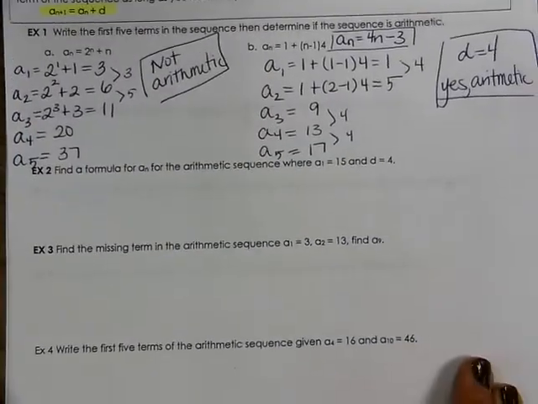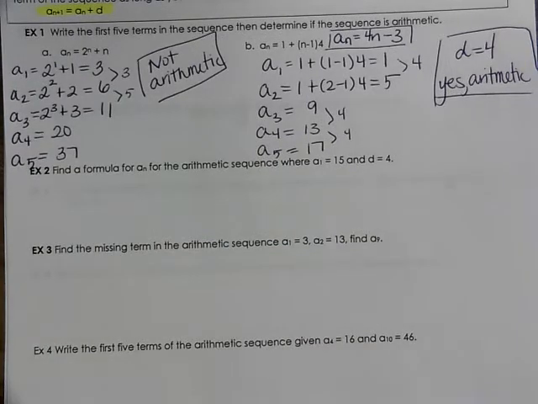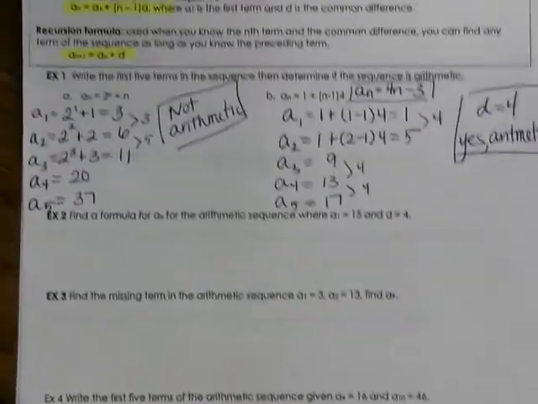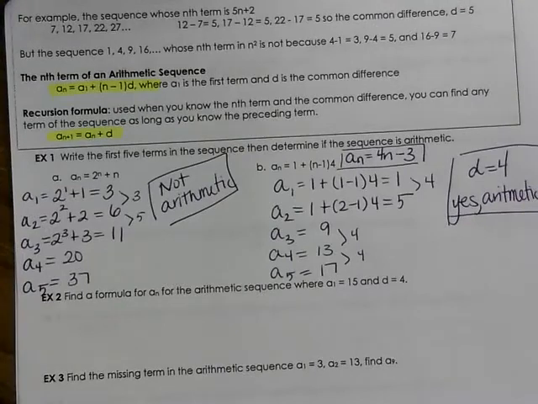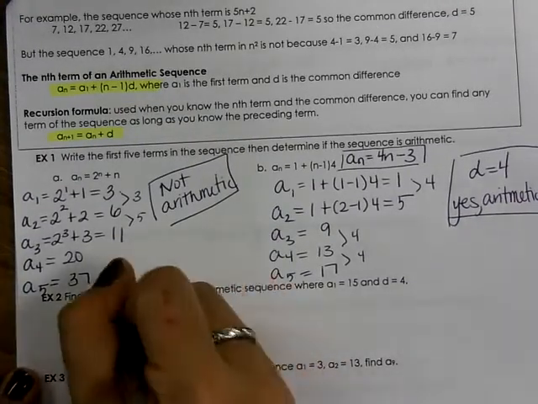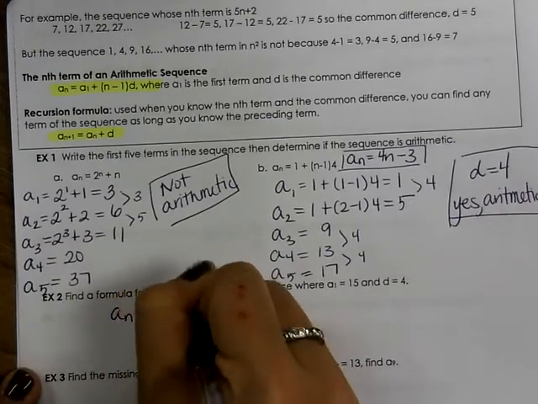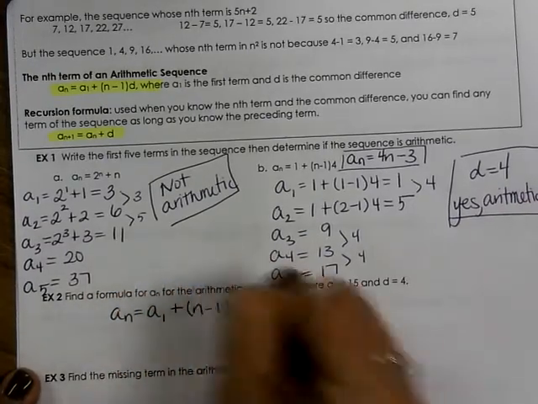Okay, find a formula for A sub n for the arithmetic sequence where A sub 1 is 15 and D is 4. So they're already telling you, heads up, this is arithmetic, the common difference is 4, and you have the first term. Go back to that formula we're supposed to memorize. It's A sub n equals A sub 1 plus n minus 1 times D.